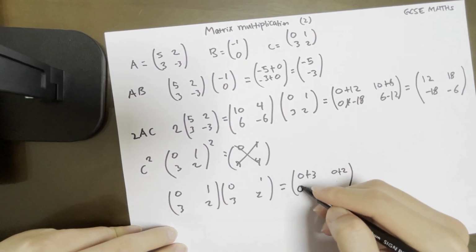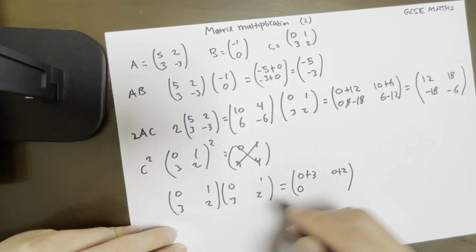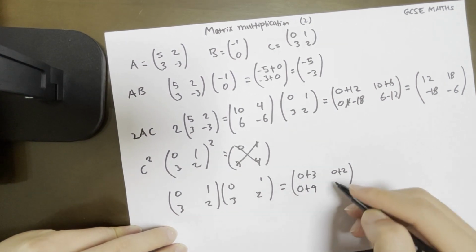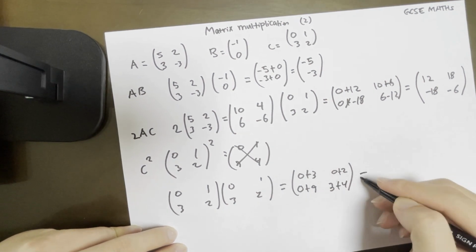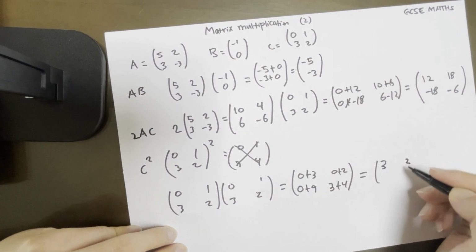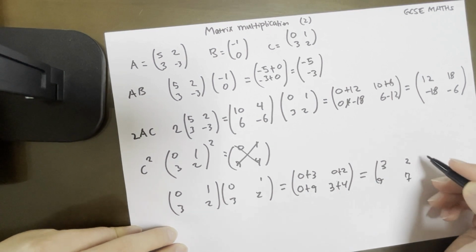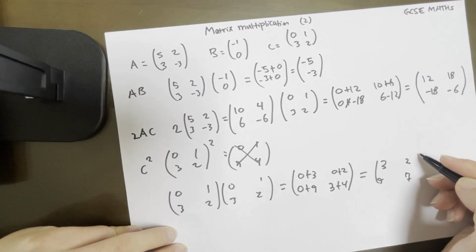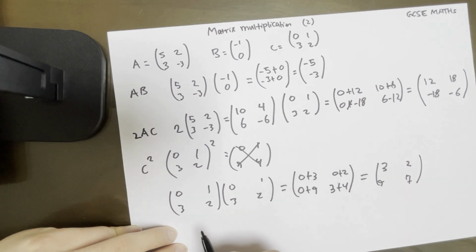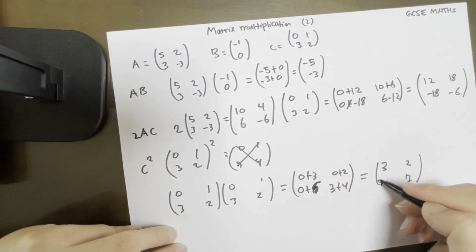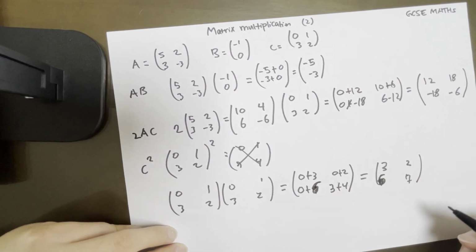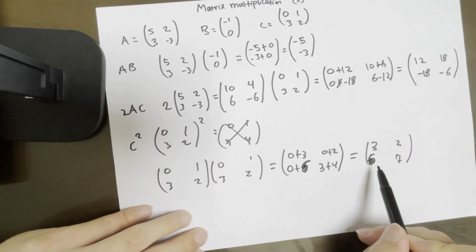3 by 0 gives us 0. 2 by 3 gives us 9. 3 by 1 gives us 3. 2 by 2 gives us 4. Simplify. 3, 2, 9, 7. I think I made a slight mistake. 3 by 0, this should be a 6. 3, 2, 6, 7. This is why you should double check your answer.